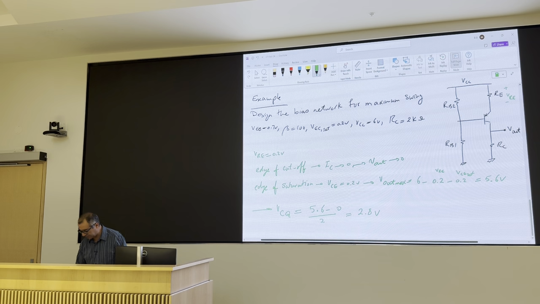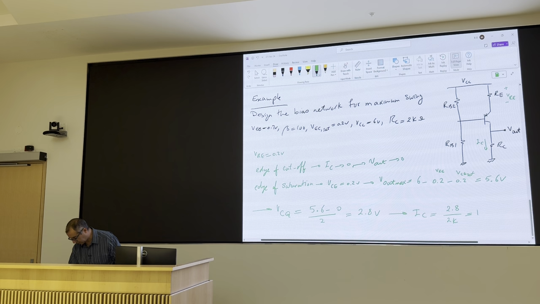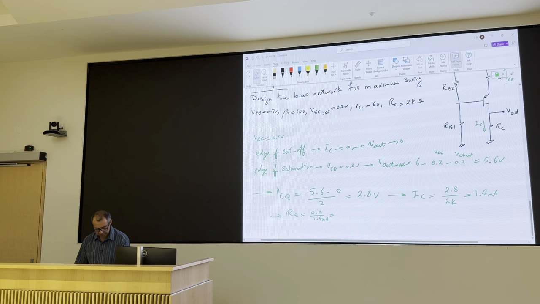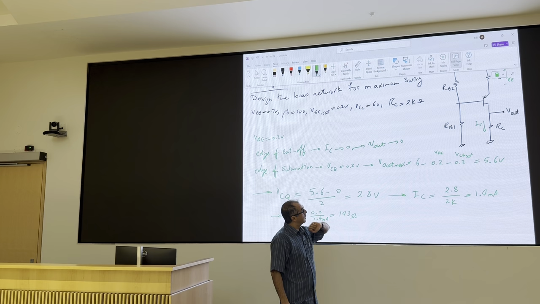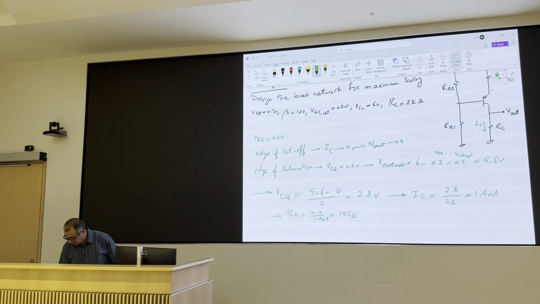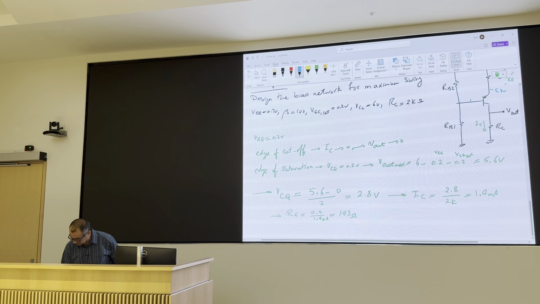Great, because I know V out, I can figure out RC. Great, because I can now figure out RE. What is the voltage here at the base? With this VBE of 0.7 volts.